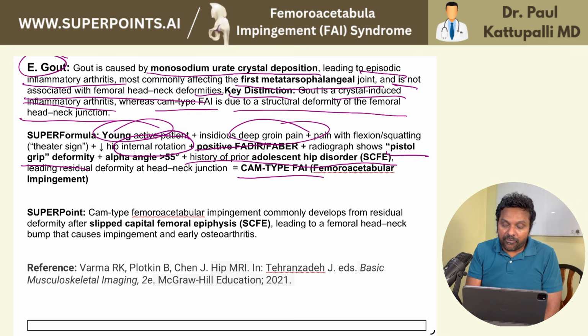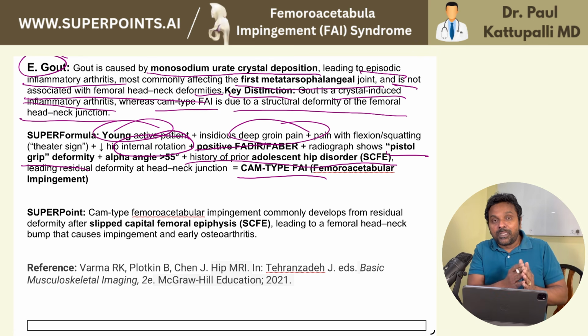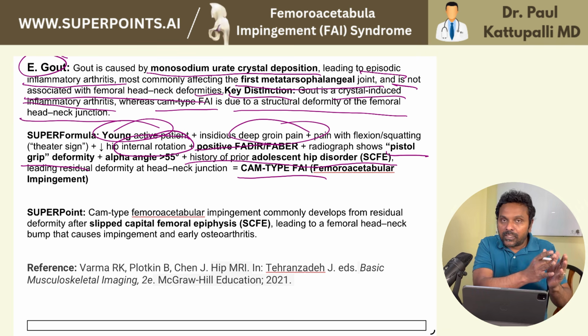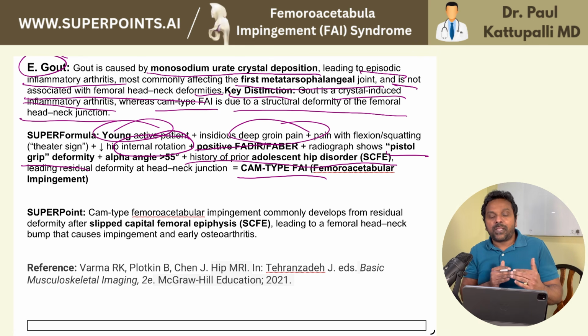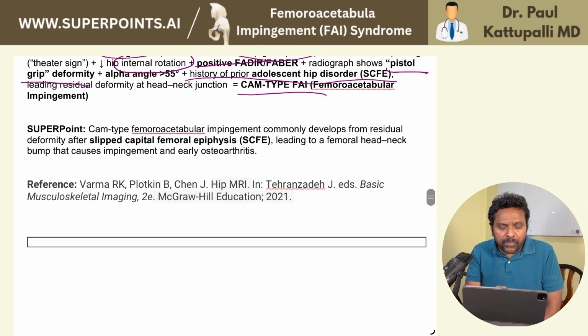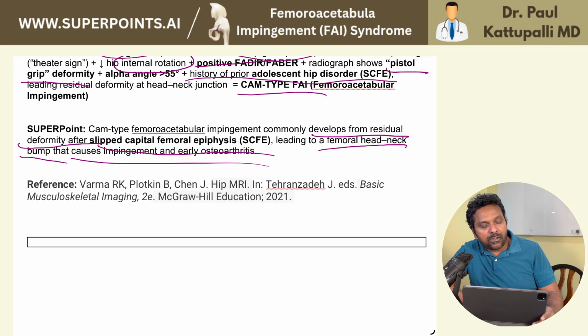It's cam type FAI. So either they can give you that FAI is the problem and ask you to identify the risk factor, like we saw in this question, or sometimes they may give a SCFE in the question stem as the prior history and ask you to identify what disease this patient has in the options. It can go both ways. So the super point: cam type femoroacetabular impingement commonly develops from residual deformity after slipped capital femoral epiphysis, leading to a femoral head-neck bump that causes impingement and early osteoarthritis.